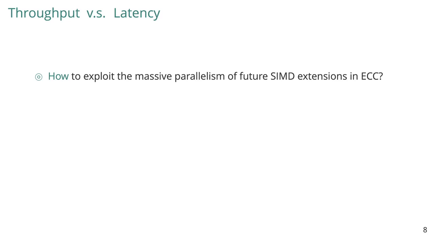This immediately raises the question of how implementers can exploit the massive parallelism of future SIMD extensions in ECC. The future SIMD extensions will operate on vectors maybe 1024 bits long or even longer. So going along with this how question is the why question, that is, why are fast implementations needed? Or put differently, what applications demand low latency implementations of X25519?